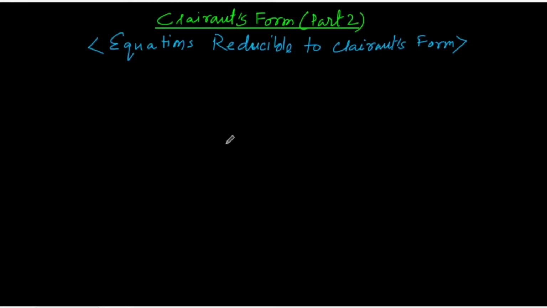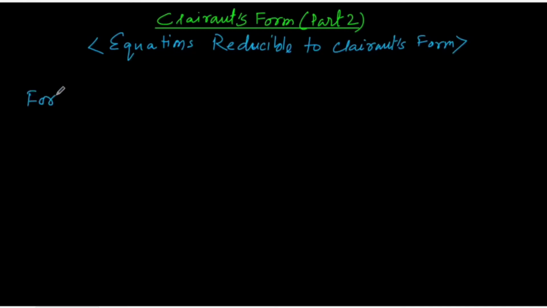In the first part, I discussed Clairaut's form and how to solve those equations. But there are some equations which are not in Clairaut's form and can be reduced to this form. There is no hard and fast rule. However, suitable practice can give an intuitive idea of how to substitute. But there are some important substitutions. I will discuss three substitutions.